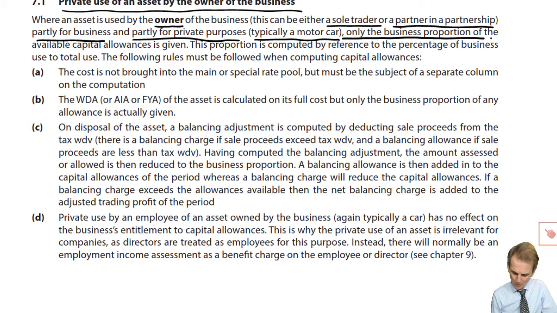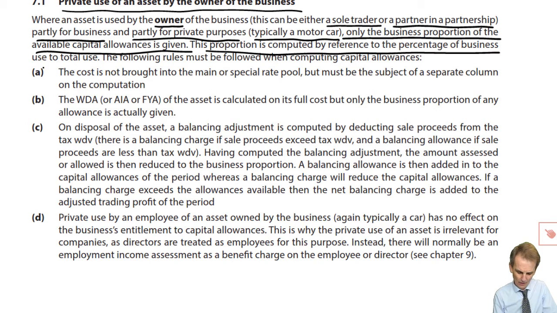Only the business proportion, of course, of the available capital allowances is given. This proportion is computed by reference to the percentage of business use to total use. You will be told what the business use is, what the private use is. The following rules must be followed when computing capital allowances. Right. What do we know?